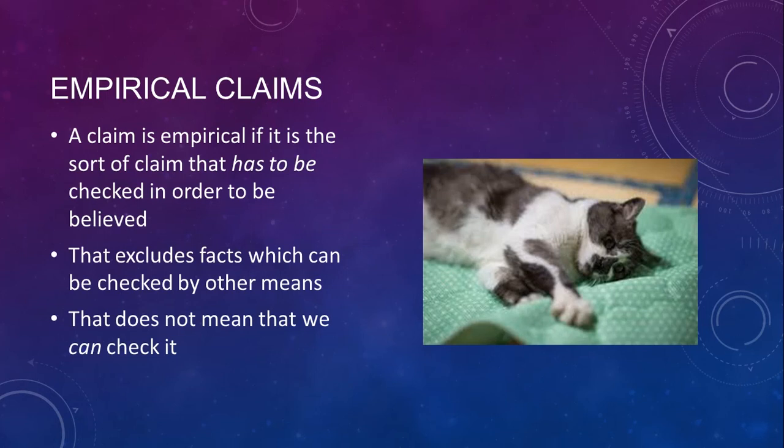So empirical claims are the kind of things that have to be checked in order to be believed, and we should keep out of the class of empirical things those that can be checked by other means, and we should not think that the class of empirical things are things that we can, in practice, check.